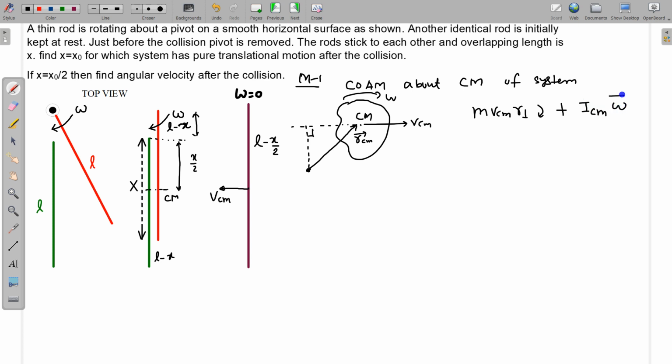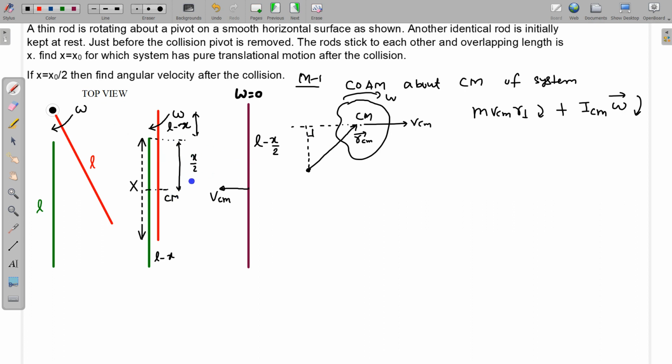Many students commit a mistake in this term. They take I about this point, so this will be the mistake. So this is I_cm into omega, and this term is also clockwise because I am taking omega as clockwise. If both the terms are clockwise, then you can just drop the word clockwise and take the sign convention; both will be positive. If one is anti-clockwise and one is clockwise, then one term is positive and one term is negative according to the sign convention you have adopted.